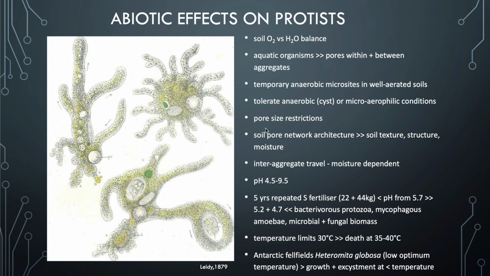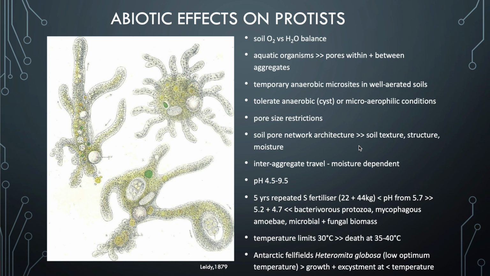There are also pore size restrictions. So the smaller the pores, the larger protists won't be able to get in. And that, of course, relates to soil structure, what sort of size the mineral component takes on, for example, clay versus sand, but also how the soil is structured in terms of aggregate formation in the soil. If there are no aggregates and the soil is just compacted, of course, that pore size is reduced, and therefore certain larger sized protists will not be able to survive.